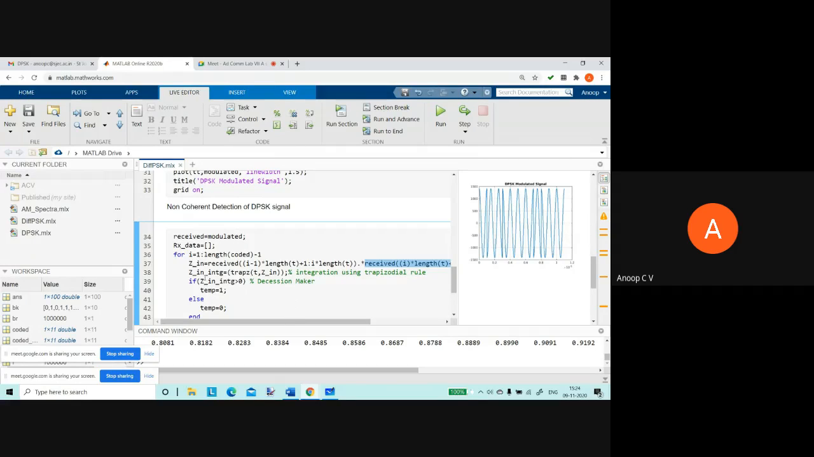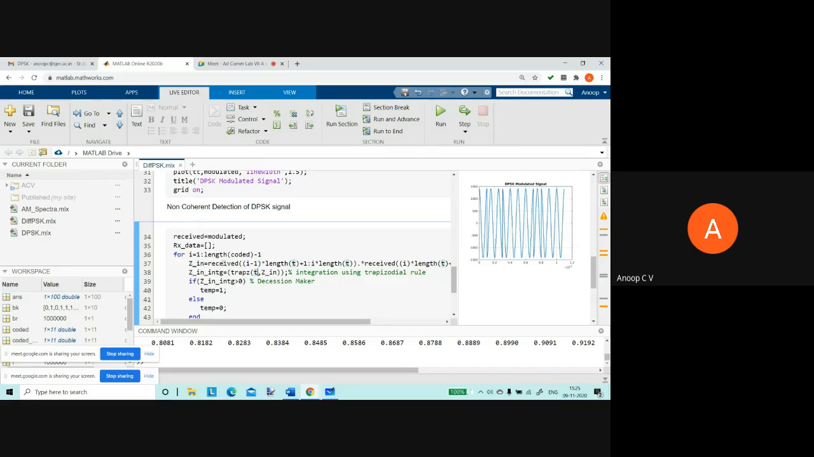So then what I should do is integrate it. For integrating, the integrated result I am storing in a variable Z in underscore integrate. You can give any variable name which makes sense to you, right? I'm using trapezoidal integration, trapz. t is the time base, the time base for 1 bit duration.